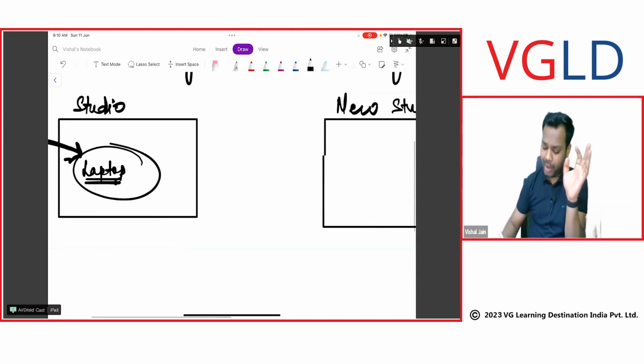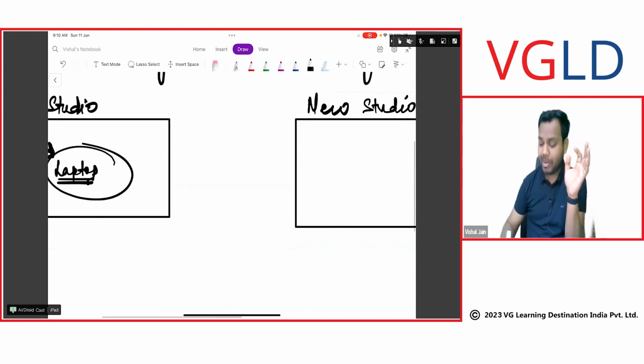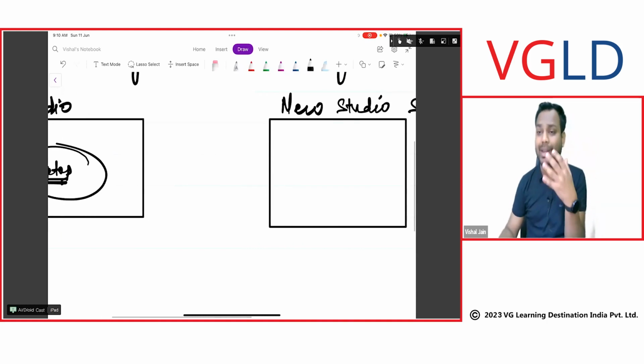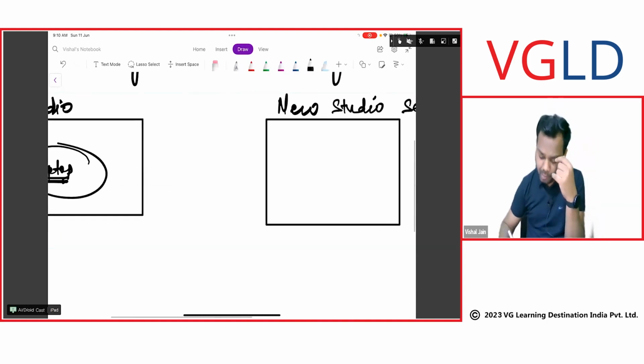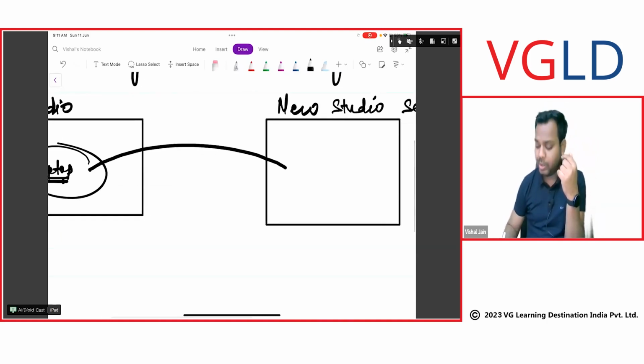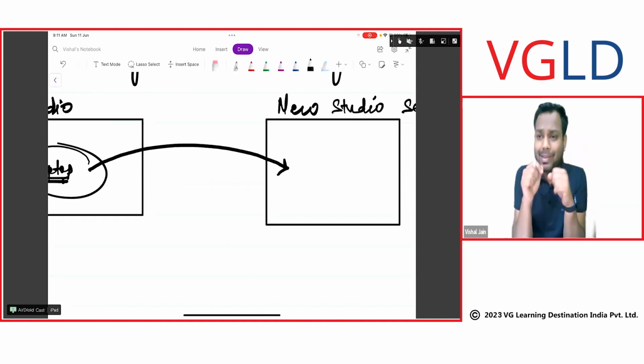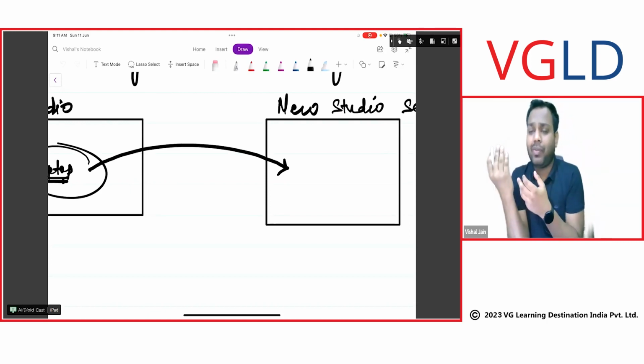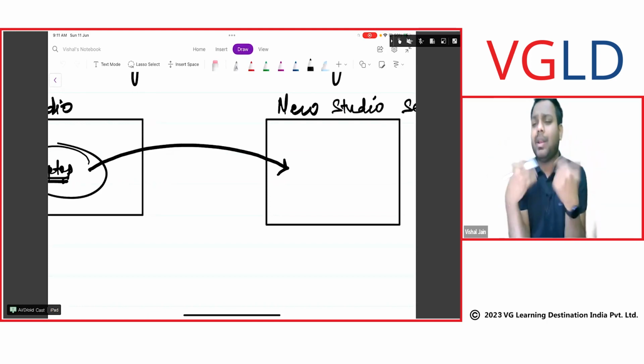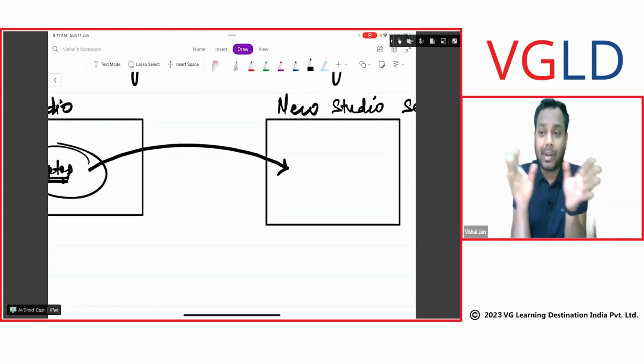But now I am making a new studio, a new facility I'm opening. Now when I'm moving this laptop from here to here, tell me, are these expenses incurred to bring the asset to the condition intended? Initially, no. Subsequently, we can transfer it at any given point of time, any number of times, right? That doesn't matter.